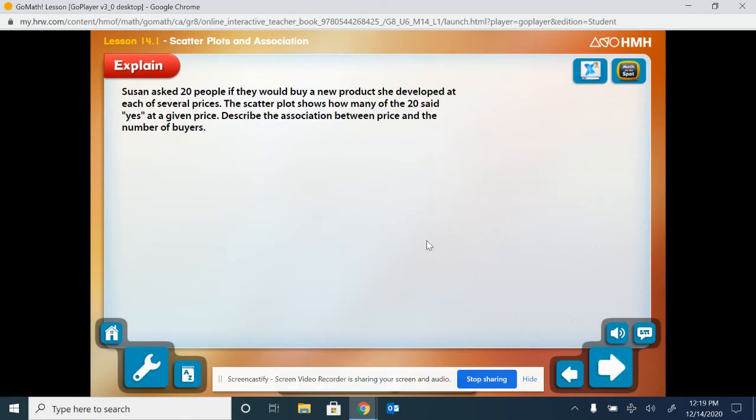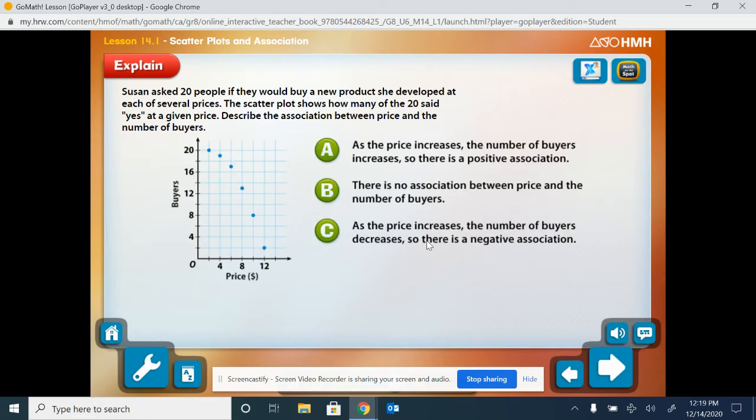Susan asked 20 people if they would buy a new product she developed at each of several prices. The scatter plot shows how many of the 20 said yes at a given price. Describe the association between price and the number of buyers. Which statement best describes the association shown in the scatter plot? So what do you think?